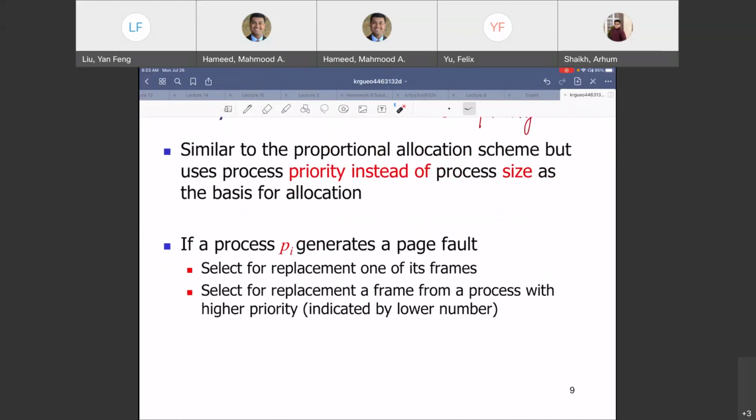For replacement, when a particular process generates a page fault, select the replacement of one of its own frames. If you want to bring something into the physical memory, you can replace one of its own frames, or you can replace a frame from a process with a higher priority, which is usually indicated by a lower priority number. So when you have a page fault, you're trying to bring in frames that have higher priority into the physical memory compared to a lower priority.